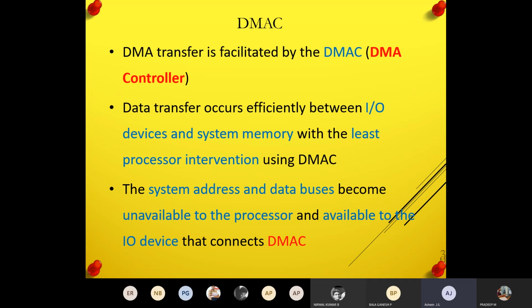The system address and data buses become unavailable to the processor. So what I told, once it gives the access to the DMA, the CPU will disconnect from the buses. It will put the buses into a high impedance state, so that the DMA will take control of the bus, and it will use the bus to transfer the data between your hardware and memory. So just study the statement: the system address and data buses become unavailable to the processor and available to the input output devices that connect to the DMAC. Okay, so let's be clear about DMAC. Is it clear?